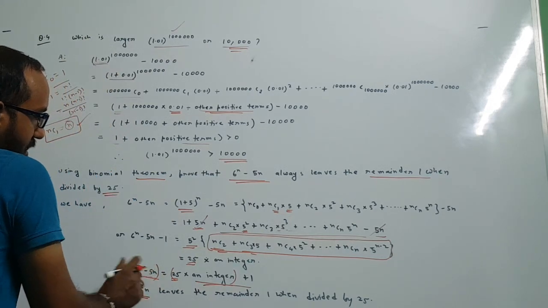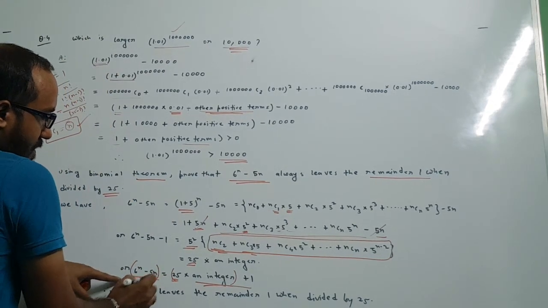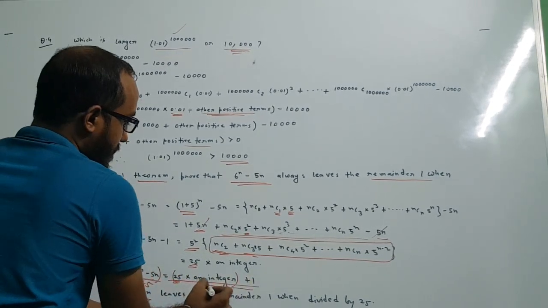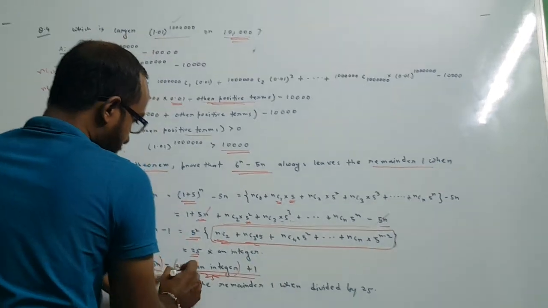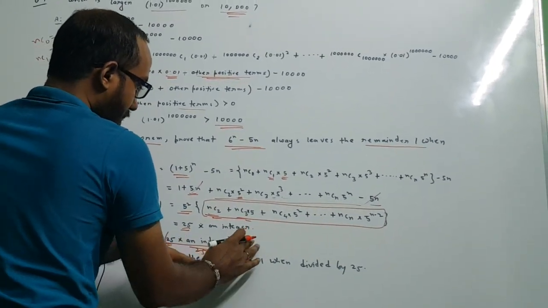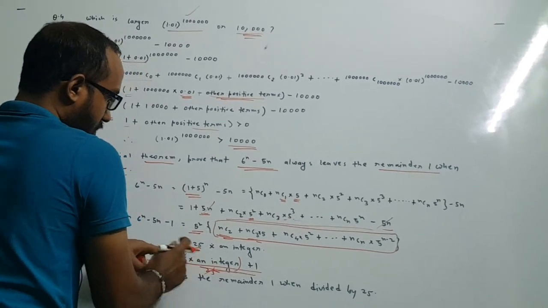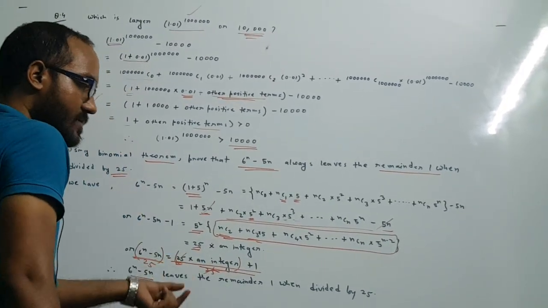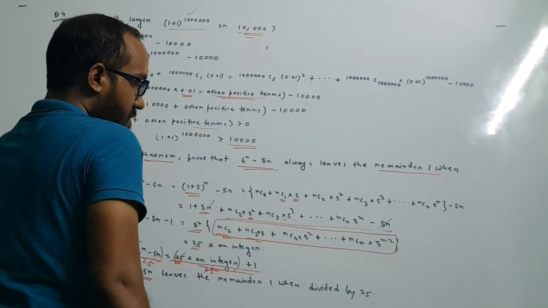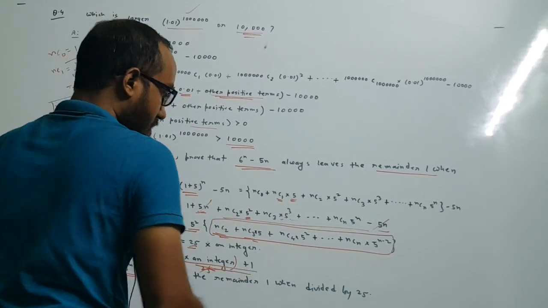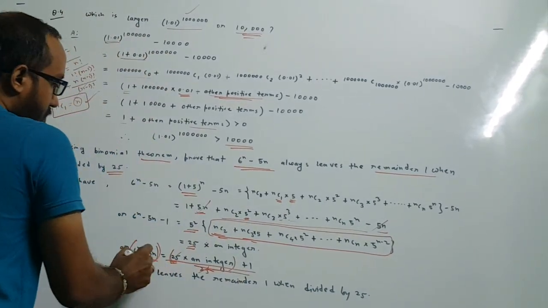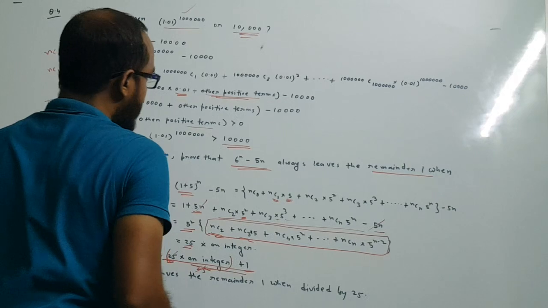Again see, 6 to the power n minus 5n minus 1, divided by 25. So this whole thing is divided by 25. That means this thing is divided by 25 plus 1 divided by 25. This thing is divisible by 25 because 25 gets cancelled out. That means this is divisible, and 1 divided by 25 is not divisible. That is, 1 is the remainder. So if you divide by 25, you will get 1 as the remainder.